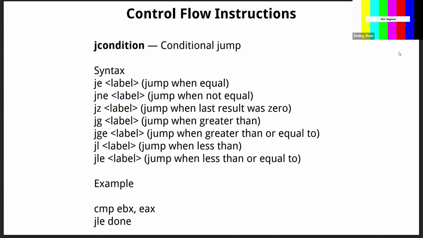This one, jump less or equal. So if EBX is less than EAX or equal to EAX, we are going to take this jump. Otherwise, we do not take this jump. We execute the next instruction, which is not showing here.